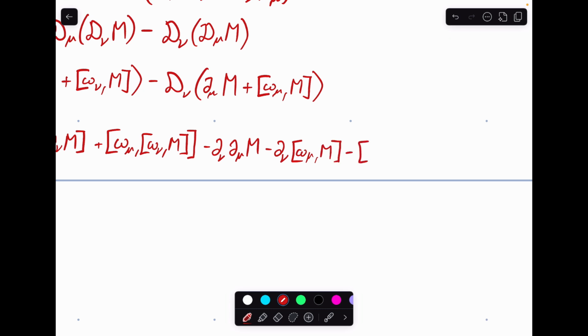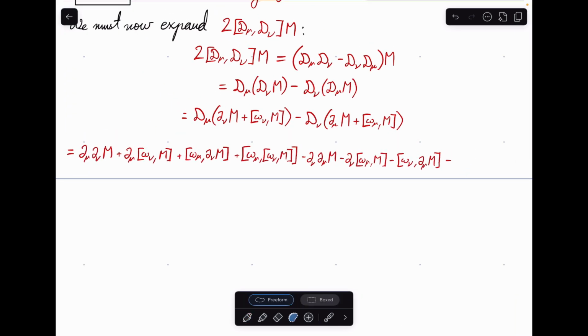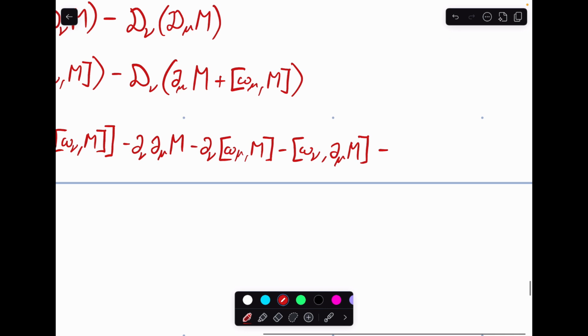Minus omega nu partial mu M, and minus, and then we have one last commutator, but I'm going to move everything over here so that it fits. Minus the commutator of omega nu with the commutator of omega mu M.